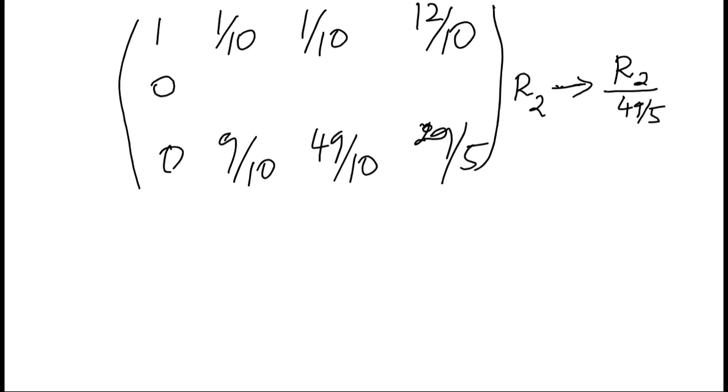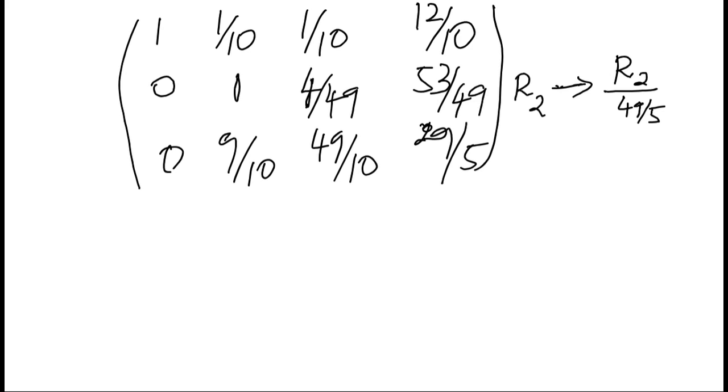So already here we are having 0. 0 divided by 49 by 5 is 0. And the next element is 49 by 5, so 49 by 5 divided by 49 by 5 gives you 1. And 4 by 5 divided by 49 by 5 gives you 4 by 49. And then 53 by 5 divided by 49 by 5 gives you 53 by 49.